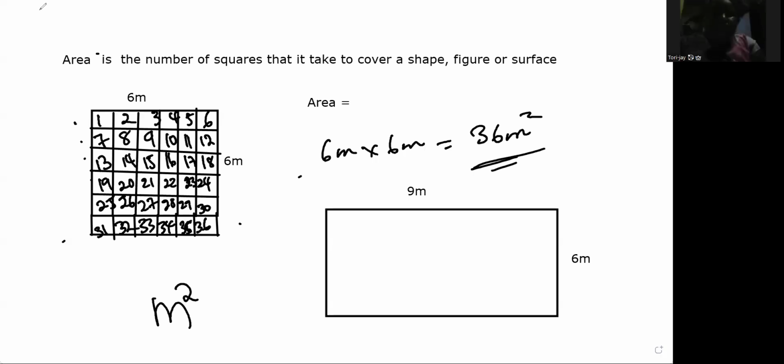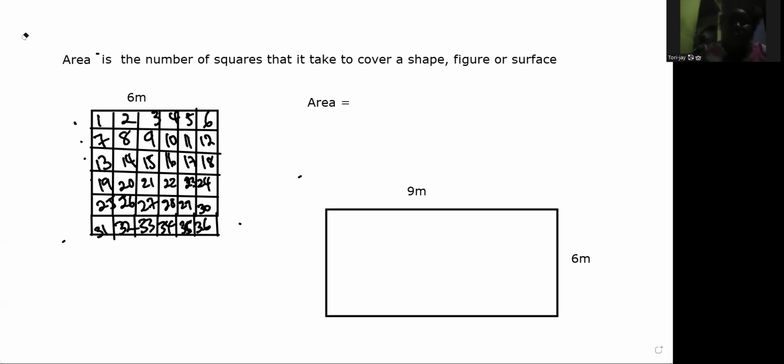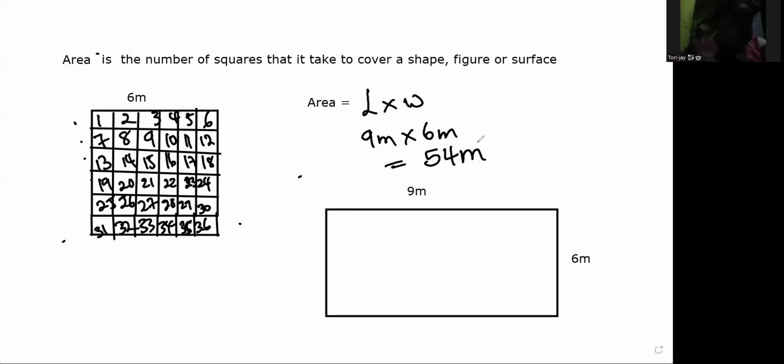Sir, we're supposed to find the area of the rectangle, which is the number of squares it takes to cover a shape, figure, or surface. And sir, area is the length times the width. The length is 9 meters and the width is 6 meters. So you multiply 9 times 6 and you get 54 square meters. Yeah, 54 square meters. Very good.